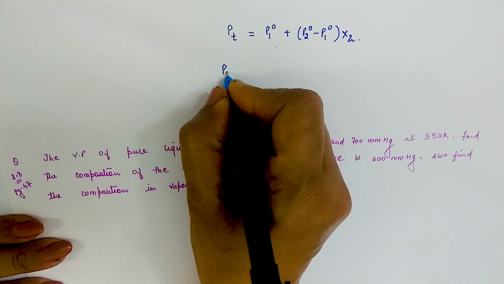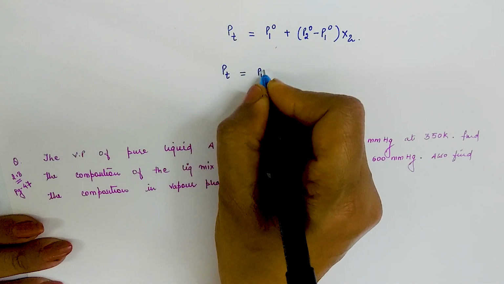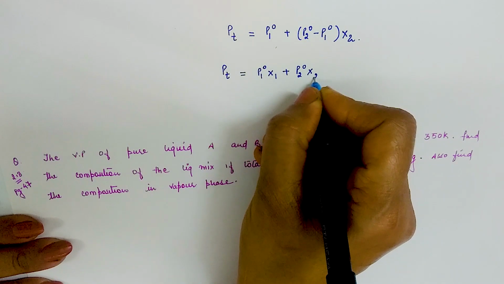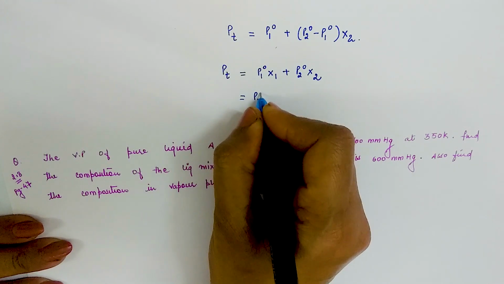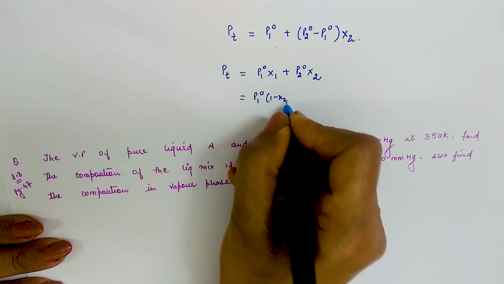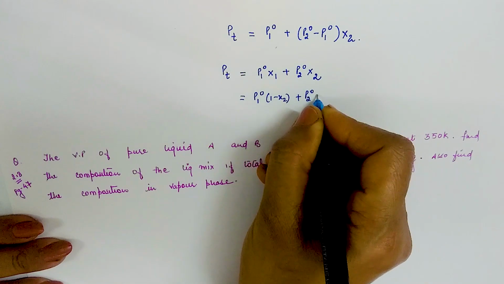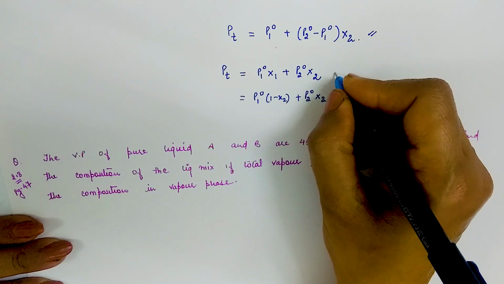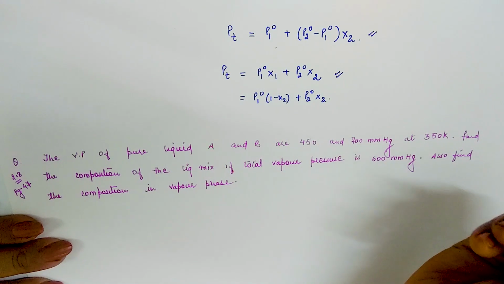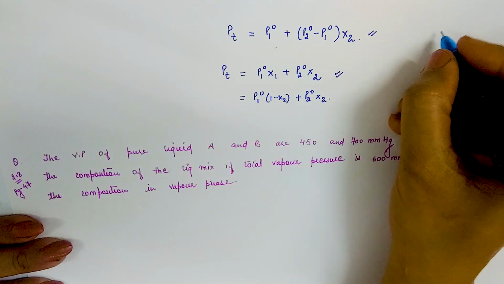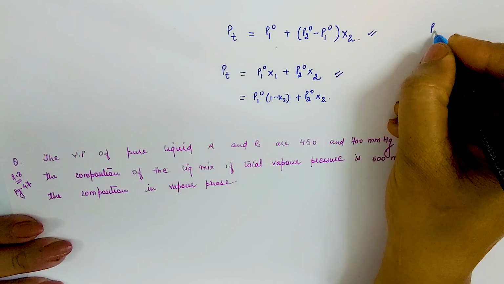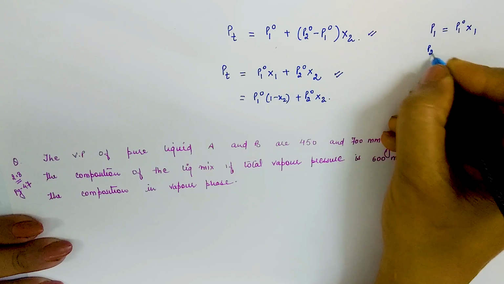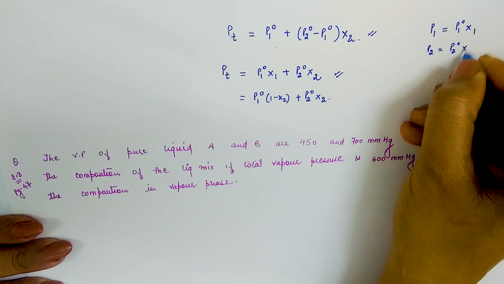This equation can also be written as PT is equal to P1 naught x1 plus P2 naught x2, or as P1 naught (1 minus x2) plus P2 naught x2. Either you can use this equation or that one to solve the numericals of Raoult's law. One more equation we have derived: P1 is equal to P1 naught x1 and P2 is equal to P2 naught x2.